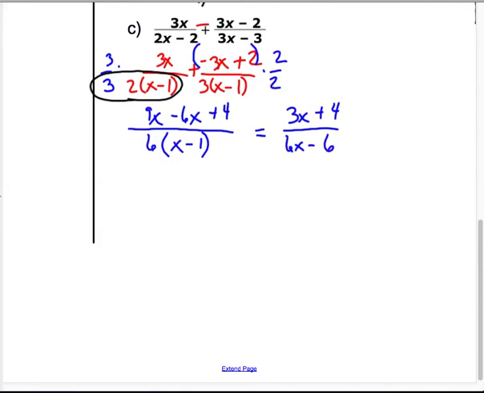So we want to take a look at the factored form, which the easiest one to look at in this case is this one. 6 can never equal 0, so our only domain restriction comes from x minus 1. Adding 1 to both sides, x cannot equal 1 is our domain restriction.